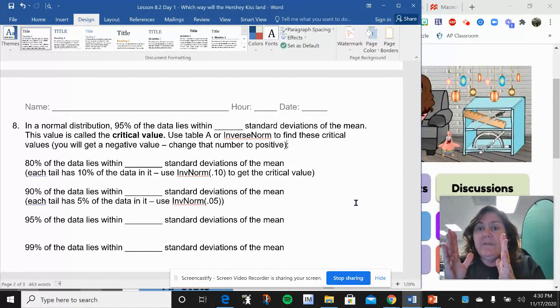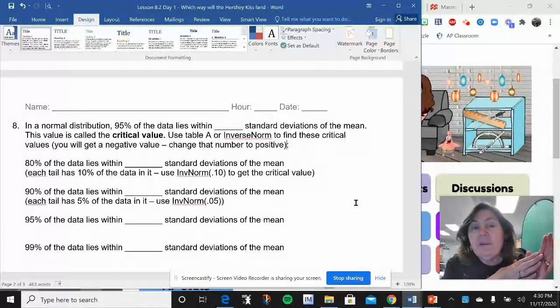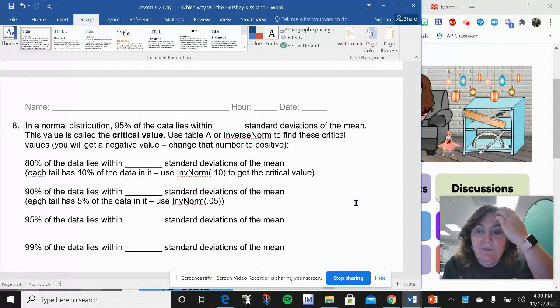Well, if you've got a middle 80% and you're going to the z-score, you look at that left tail, and how much is in that tail? If 80% is in the middle, then each tail has 10%. So as you go from left to right, the tail is 10%, right? So you want to find the z of 0.10, and you go inverse norm. I showed you there the example, inverse norm 0.10. That'll get you the critical value.